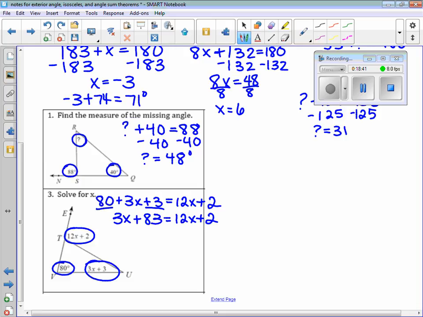We don't like x's on both sides, so we get rid of the 3x. We now have 83 equals 9x plus 2. Subtract 2. 81 equals 9x. Divide by 9. 9 equals x. Well, if I go back to the directions they asked me to solve for x, I have x equals 9, so I'm done.